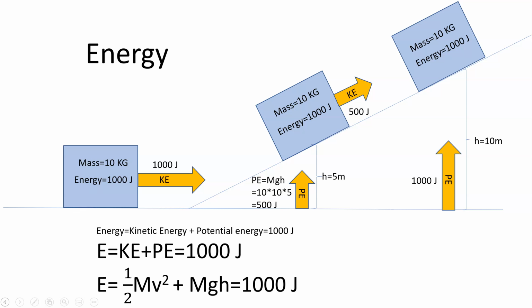If I wanted to calculate the speed, I could. Now I can use the kinetic energy formula. So 500 joules worth of kinetic energy equals 1/2 mv squared. I can plug in some numbers, and eventually I'll find that the speed is 10 meters per second.